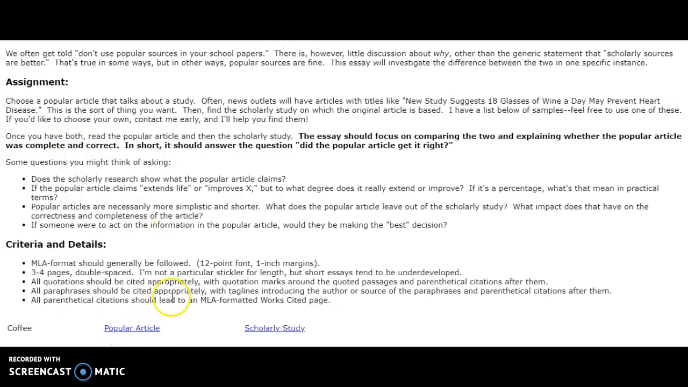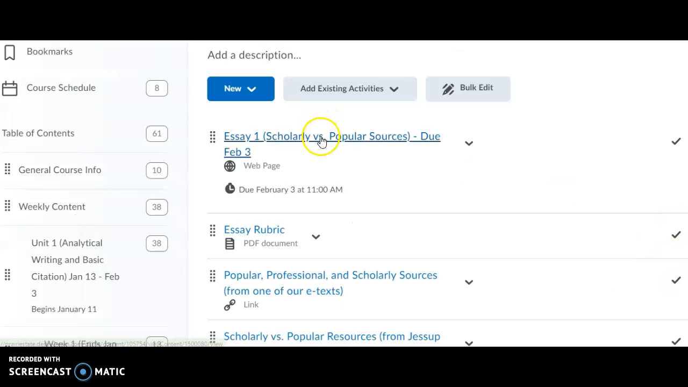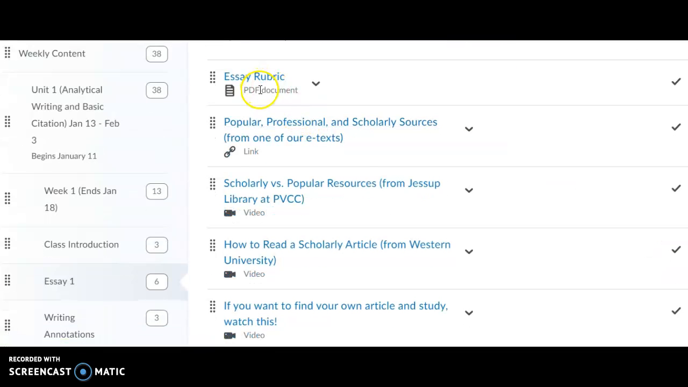There's some criteria down here. There's no additional research. We're not trying to actually figure out whether this is the case or not. We're just trying to figure out whether or not the popular article did a good job explaining the scholarly study to us. So again, that's due on February 3rd. There's a rubric here so you can see the sorts of things I'm going to be looking for. And then there's some readings and videos I want you to go through.